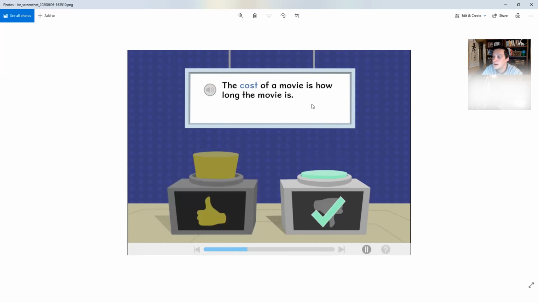Right. Why? Because the cost of a movie is how much money. Yeah, how much money to watch the movie. Not how long the movie is, but how much money to watch it.